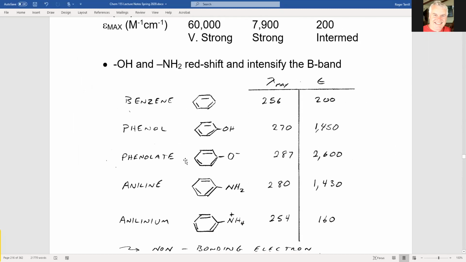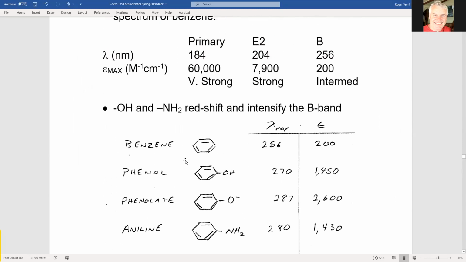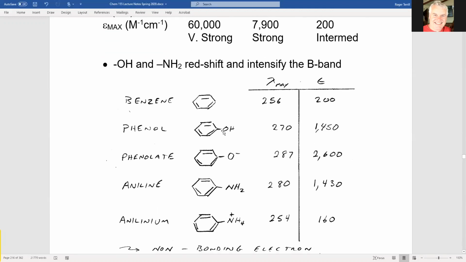All right, so, lastly, you can also make some interesting conjectures about these, which are all the B bands, so these are all the pi pi star bands in the ring of benzene. And you see with benzene, this is about 256 nanometers. If you add a phenol here, it redshifts to 270, which indicates that this oxygen here becomes partly sp2, right? And it participates in the ring a little bit, so it lowers the pi star levels. In the phenolate ion, that happens even more, actually, right?